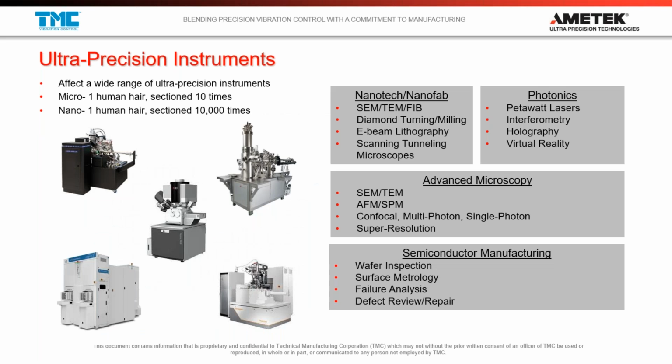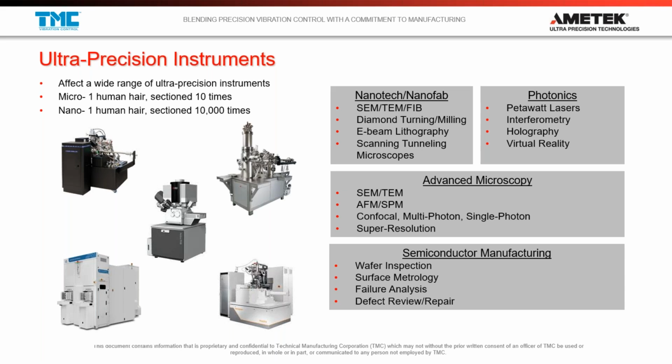As a result, vibration becomes more and more of a problem, and we'll talk about that a little bit later. Another great example is a human hair. A human hair is roughly on the millimeter level. If you section that 10 times, you're going to be looking at the micron level. If you section it 10,000 times lengthwise, you're going to be talking about the nano level. And these are extremely tiny features.